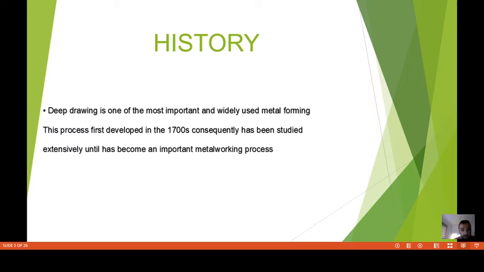Deep drawing is a branch of sheet metal forming. First picture is history. Deep drawing is one of the most important and widely used metal forming processes. This process was first developed in the 1700s, and consequently has been studied extensively. It has become an important metal working process.